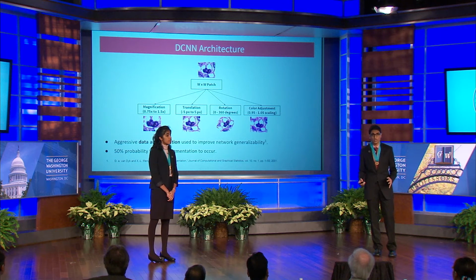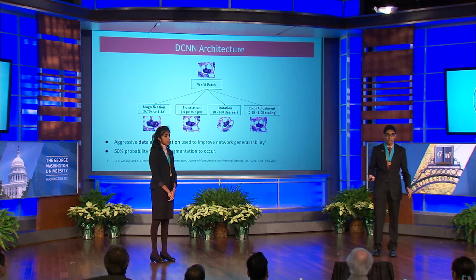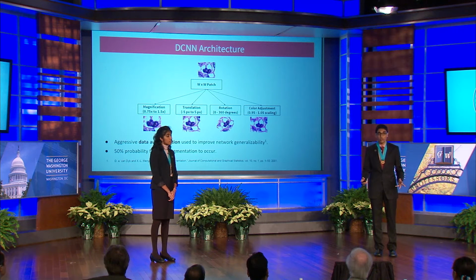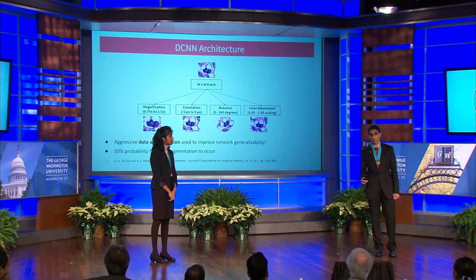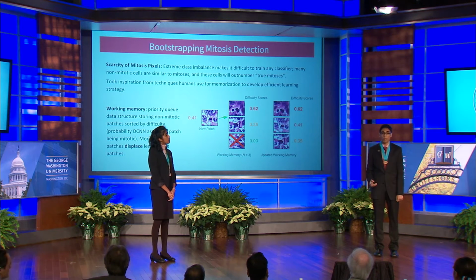We applied aggressive data augmentation, so random magnifications, rotations, color adjustments, and scaling, in order to increase the network's generalizability by ensuring it doesn't come to expect a particular data format. The rarity of mitotic examples was a major problem, because for each mitotic example, there are many, many normal examples. So we needed to develop an efficient learning strategy that makes use of the most difficult non-mitotic examples.